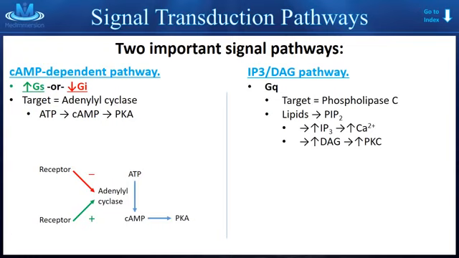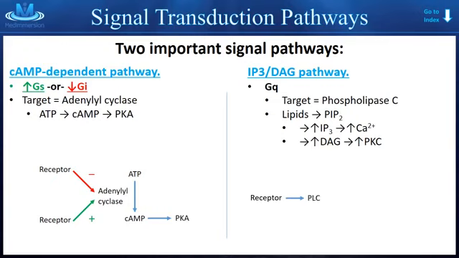Next in our discussion is the IP3-DAG pathway, or you might hear it called the phosphatidylinositol signal pathway. We go, what? That's a big name. Yeah, so let's just say IP3-DAG. The IP3-DAG pathway uses GQ protein coupled receptors, and the target enzyme is a membrane-bound enzyme called phospholipase C.